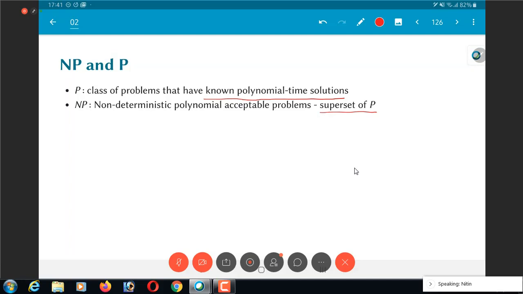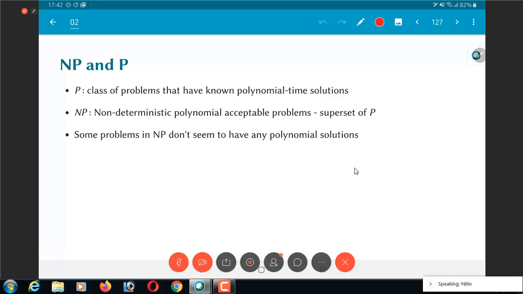So that includes problems like sorting and shortest paths and so on, right? If I give you a candidate solution for sorting, you can verify it in polynomial time. You could also have solved it in polynomial time to start with. Okay? So P and NP are two classes of problems. They are sets of problems.